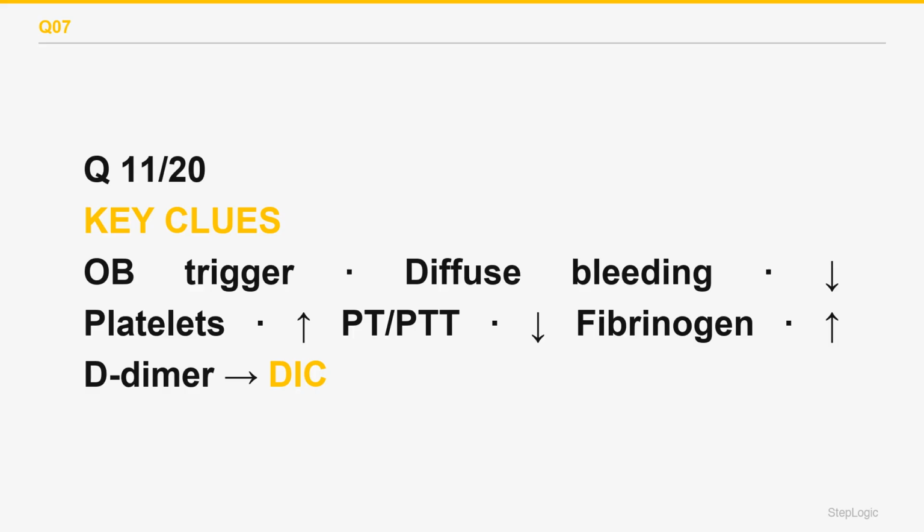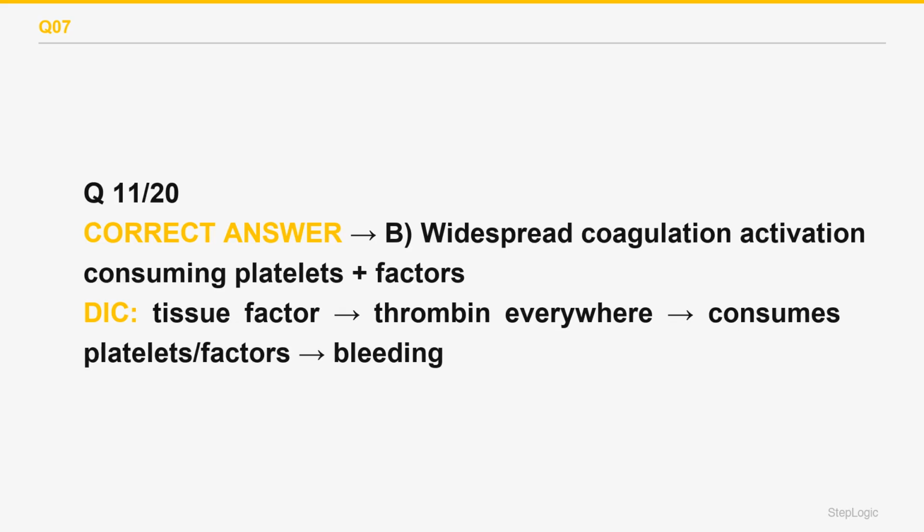Disseminated intravascular coagulation is a systemic, uncontrolled activation of the coagulation cascade, here triggered by amniotic fluid embolism releasing tissue factor into the circulation. Widespread thrombin generation forms microthrombi throughout the small vessels, which shear red cells into schistocytes. This massive clotting consumes platelets and clotting factors faster than they can be replaced, so paradoxically the patient then bleeds. Fibrinolysis is also activated, breaking down the clots and generating fibrin degradation products, reflected in the markedly elevated D-dimer. The correct answer is B.